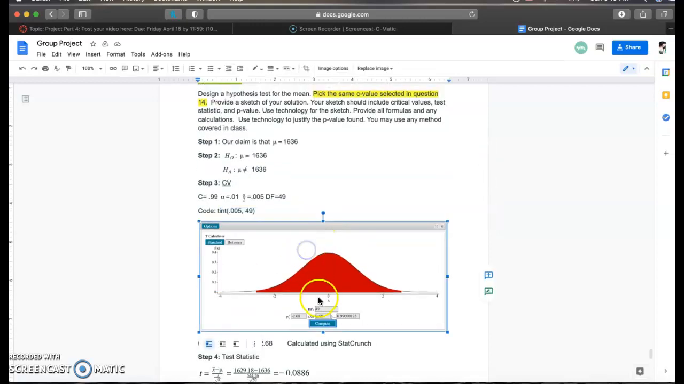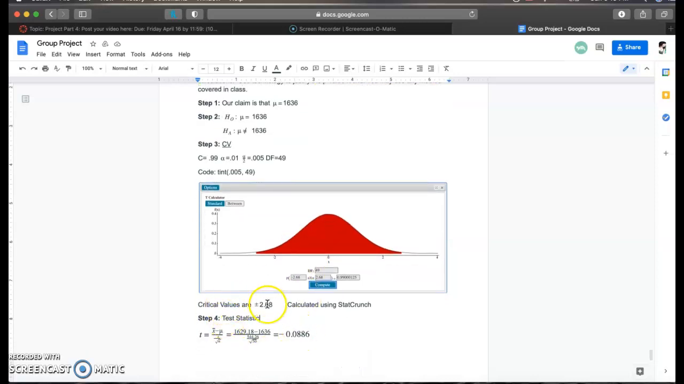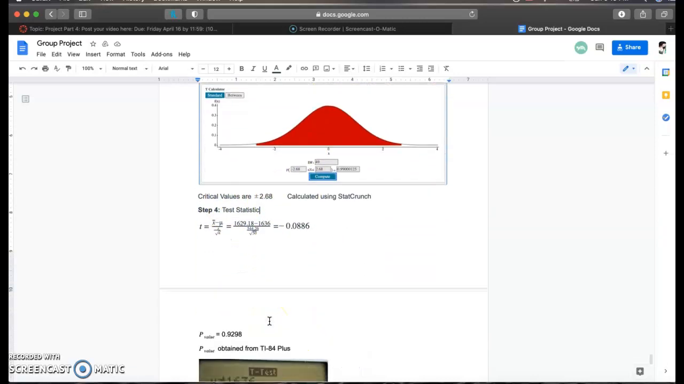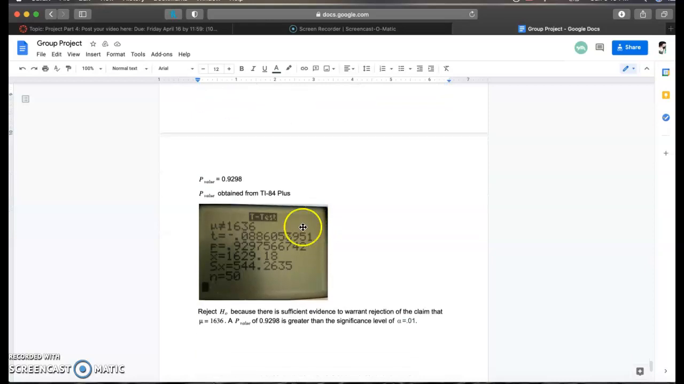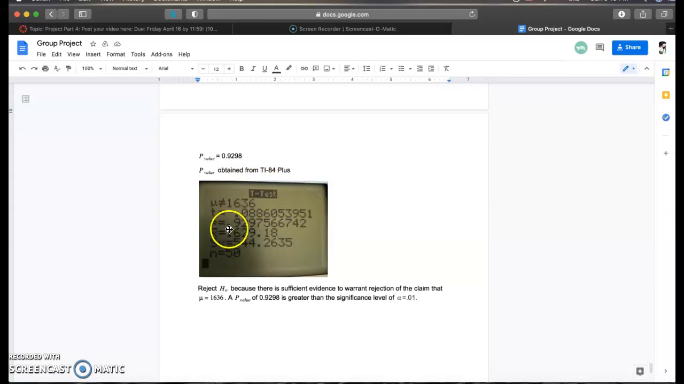This was a sketch that StatCrunch gave us. The critical values are here, 2.68, and then the test statistic was right here. We plugged it in for negative 0.0886. Then the p-value was 0.9298. And then what we obtained from the TI-84 Plus was these values right here.